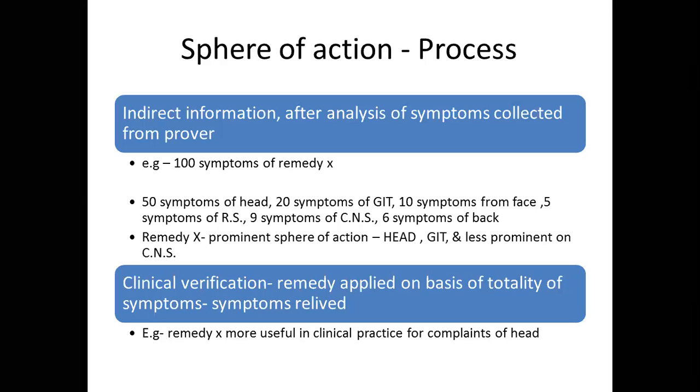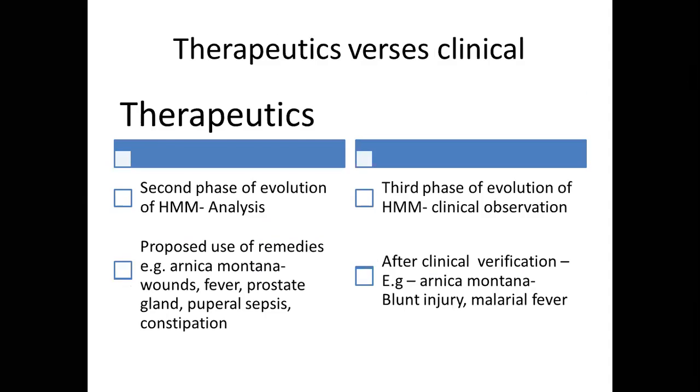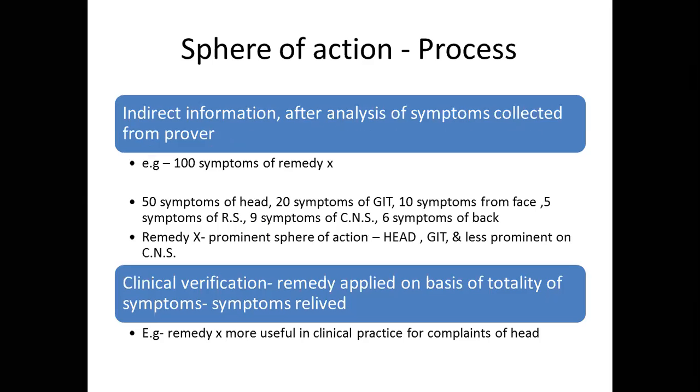And if you remember, there are three phases of evolution of materia medica, and usually first phase is what? Drug proving symptoms collection. The second stage of evolution of materia medica is the symptoms will be analyzed, and when the symptoms are analyzed, there emerges the sphere of action. Now, how exactly this process? I have given you an example. Say for example, there are 100 symptoms of a remedy X. It is just a statistical analysis.